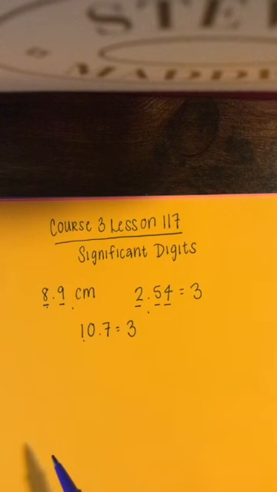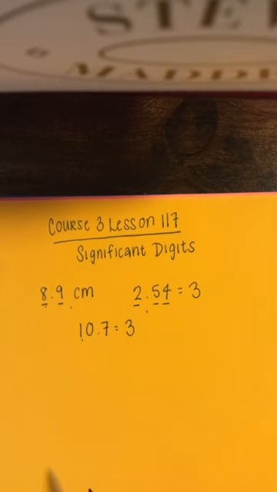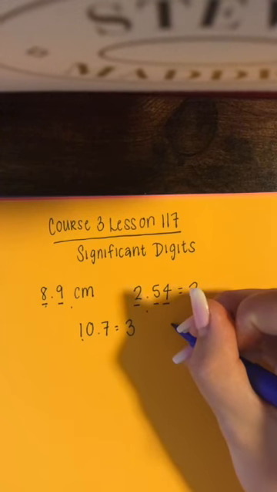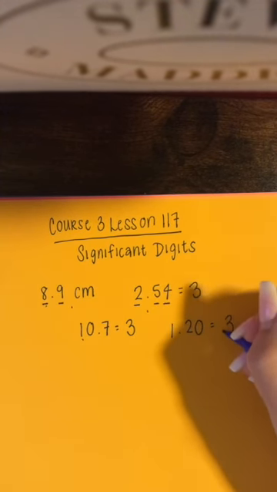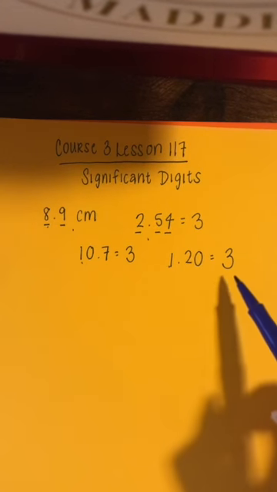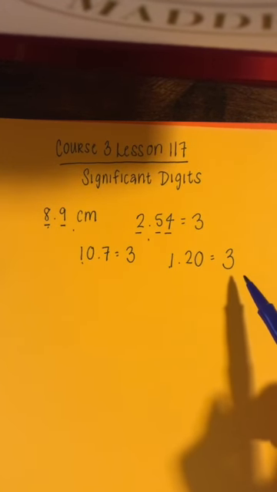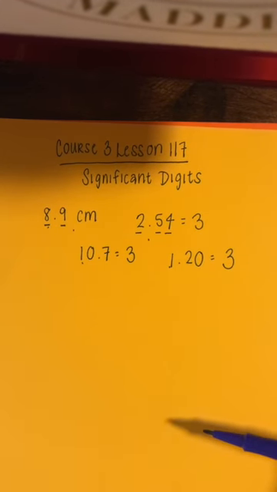The third rule is that we count trailing zeros in a decimal number. So we have the decimal 1.20. So this also has 3 significant digits.